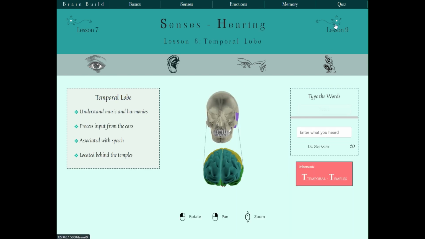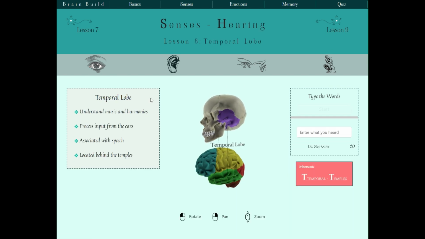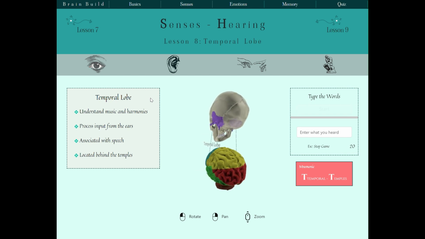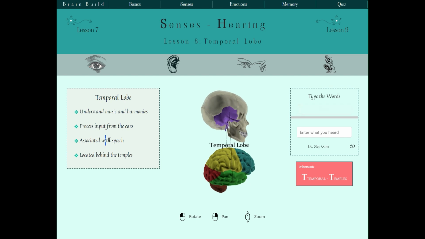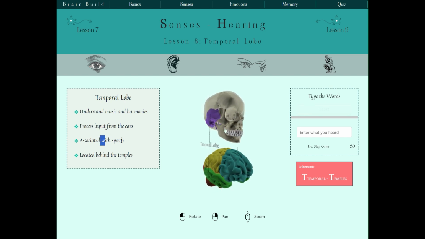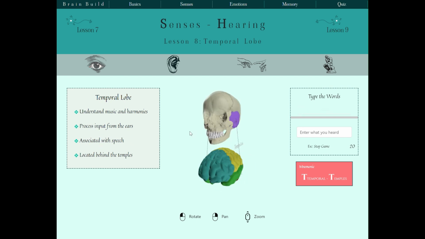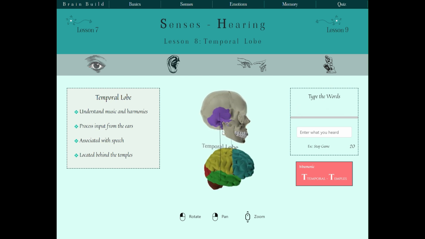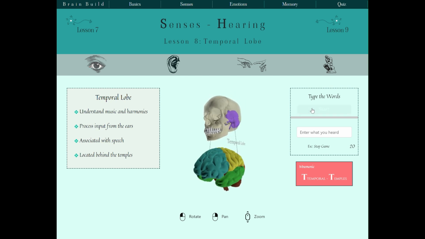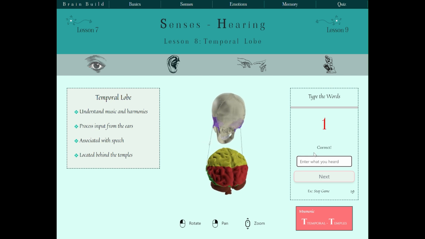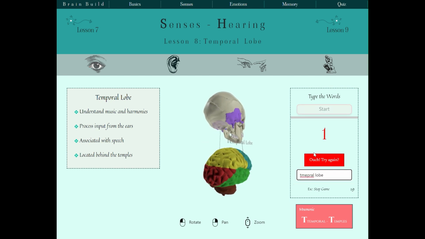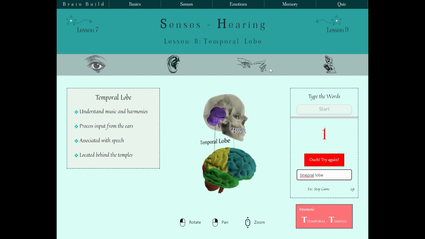Okay, next one. Temporal lobe. Understand music and harmonies. Process input from the ears. Associated with speech, located behind the temples. Okay, so there's the temporal lobes where the ears would be. We've got another type the words, so let's do that. Temporal lobe. Already messed it up. Okay.